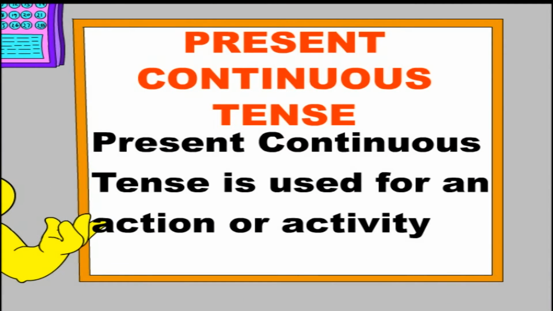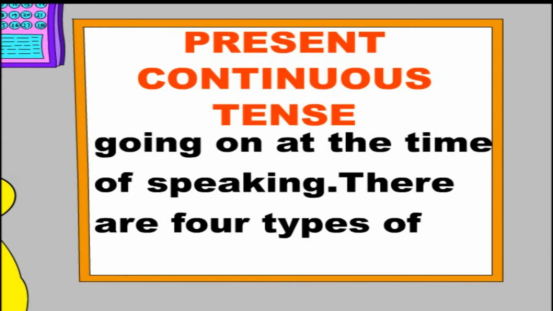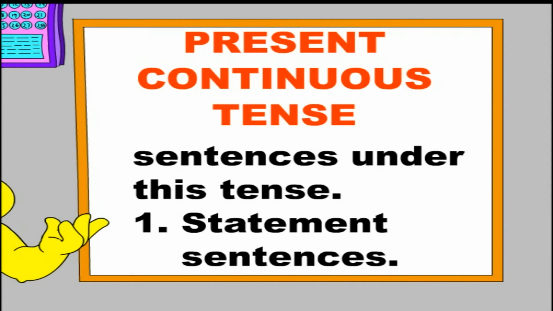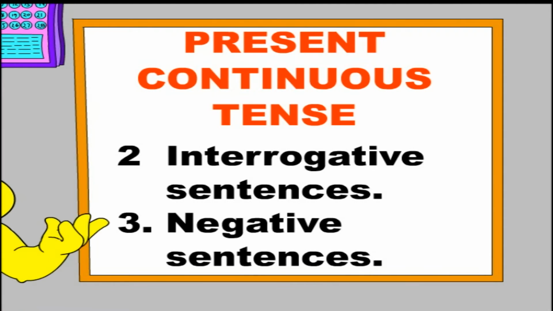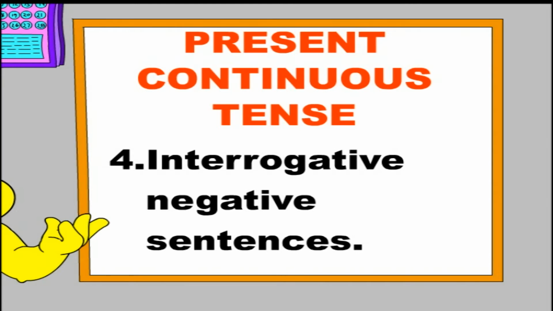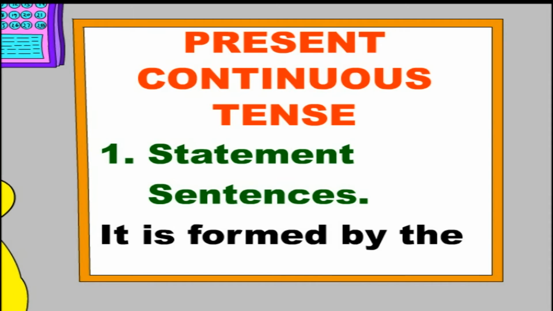Present continuous tense. Present continuous tense is used for an action or activity going on at the time of speaking. There are four types of sentences under this tense. 1. Statement sentences. 2. Interrogative sentences. 3. Negative sentences. 4. Interrogative negative sentences.